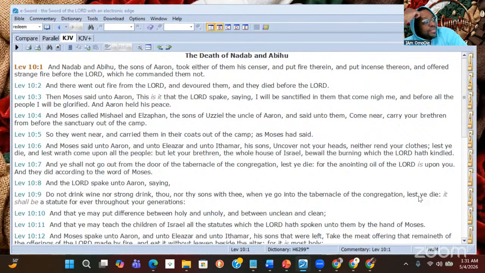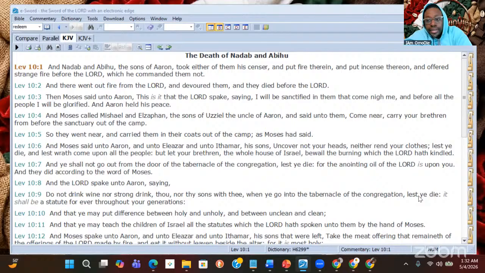Because Jehovah himself is supposed to appear at a time and then be the fire that ignites everything. They were not supposed to go in and ignite with a strange fire. And there went out fire from Jehovah and devoured them, and they died before Jehovah. And Moshe said unto Aharon, This is it that Jehovah spake, saying, I will be sanctified in them that come nigh me, and before all the people I will be glorified. And Aharon held his peace.